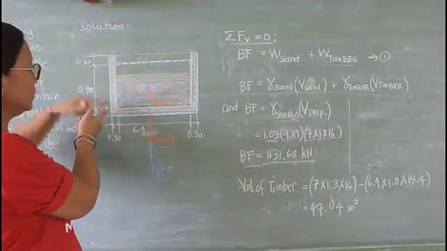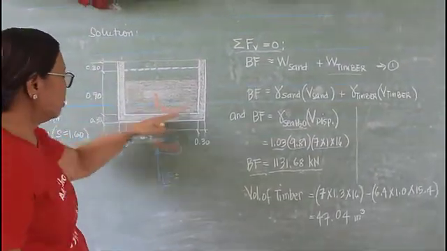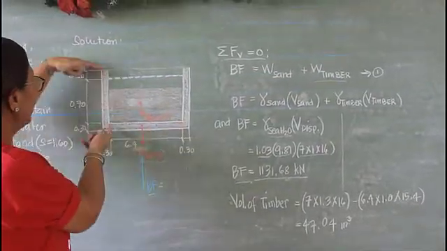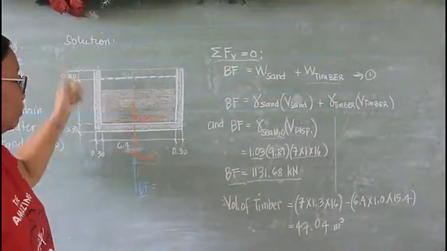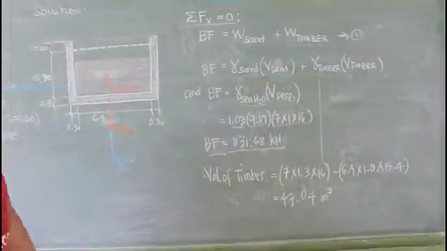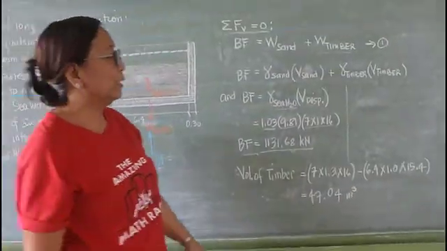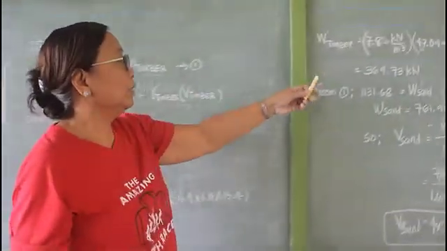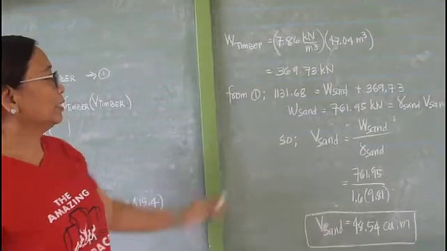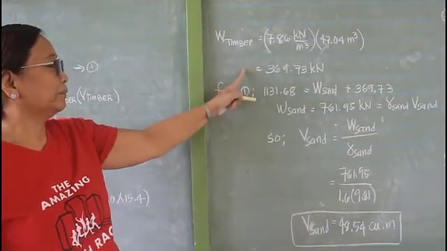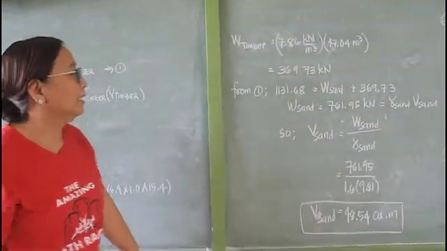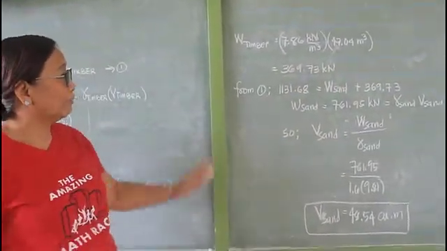Okay, times the length of 16, ibawas natin itong maliit na rectangle na to, 6.4 by 1 by 6 by 15.4. Okay, 15.4. So that's the total volume of timber. So multiplying that by the given unit weight of timber, which is 7.86 kilonewton per cubic meter, the weight of the timber that makes up the boards is 369.73 kilonewton.